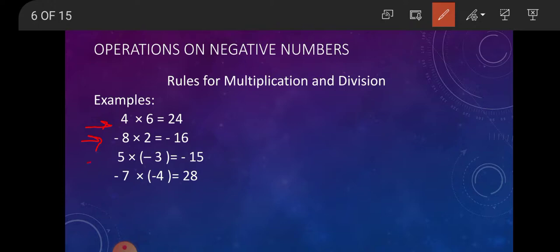Now let's have a look at the third example. Once again, the same rule is applied here. 5 carries a positive sign, whereas 3 carries a negative sign. So 5 multiplied by minus 3 is going to give us minus 15 according to the rule. And here in the last example, minus 7 multiplied by minus 4. Now here both the numbers carry the same sign, and that is negative sign. So according to the rule, negative multiplied with the negative sign will give you a positive sign. So the product of these numbers is going to be plus 28.